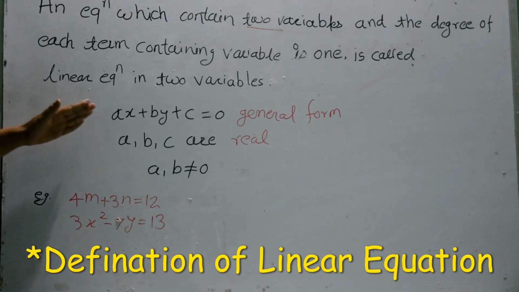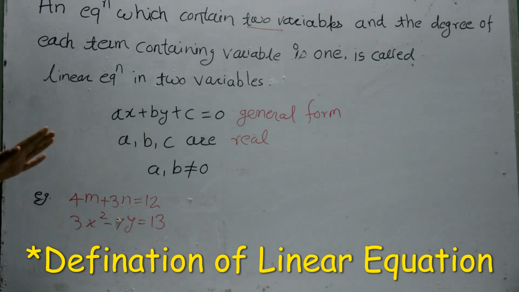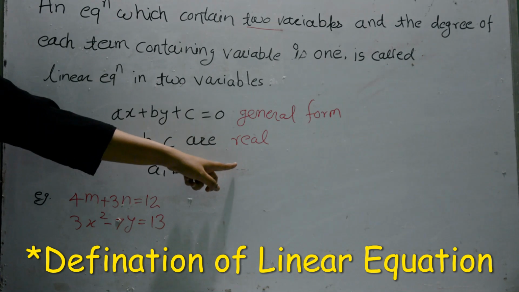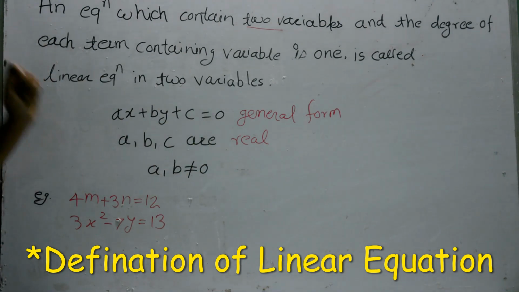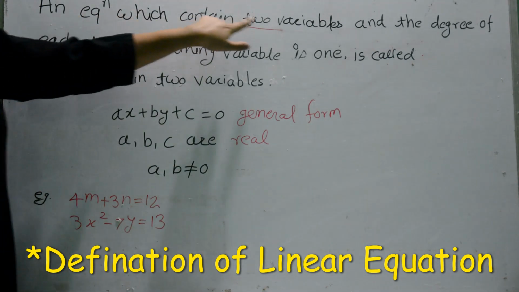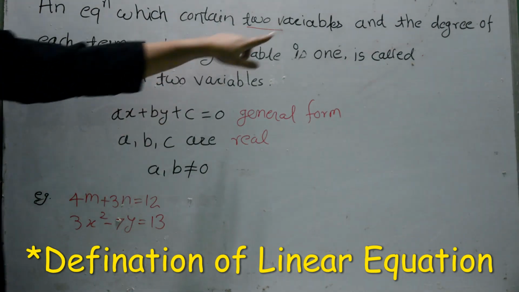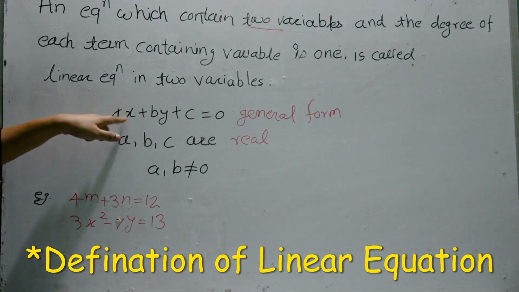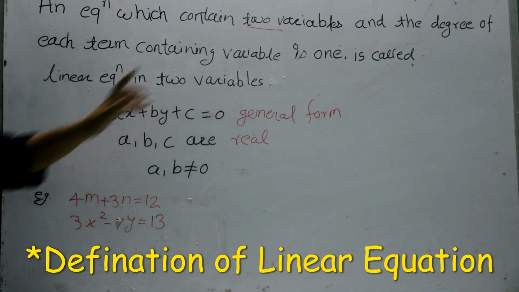Okay. So ax plus by plus c equal to 0 is the general form of a linear equation. Here a, b, c should be real numbers, and a and b should not be equal to 0. So let's recall the definition again. An equation which contains two variables, let's say x and y are variables, and the degree of each term containing a variable is 1, is called a linear equation in two variables.